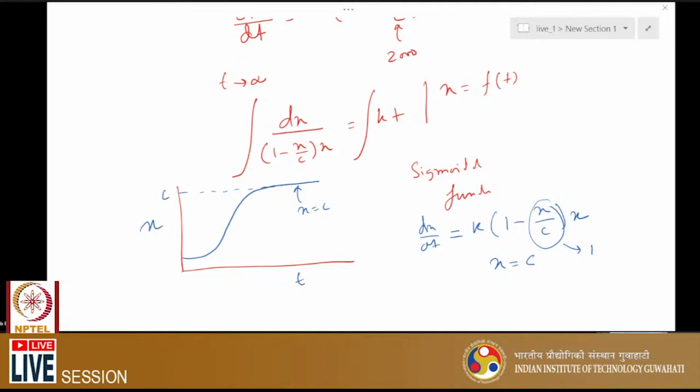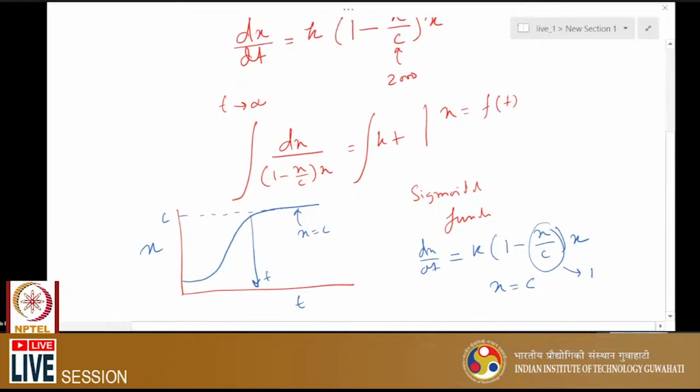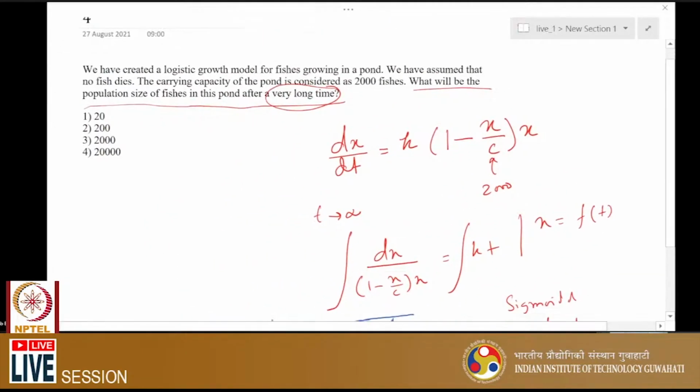Whatever purpose you use, it does not matter. And when the saturation will come, I do not know what this time is. But I am sure that if I wait for eternity, for infinite time, a very long time, surely the system will reach saturation, right? And that gives me the answer. So the answer will be simply the carrying capacity.